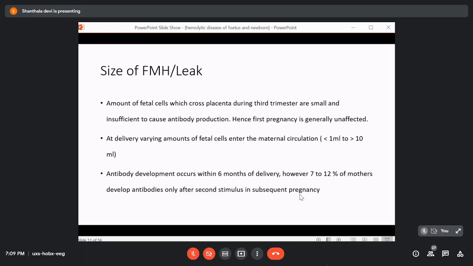Hence, in the Rh setting as well as in the minor blood group setting, hemolytic disease of the newborn generally occurs only in the second pregnancy onwards, unlike the ABO antibody incompatibility, which I will come to later.